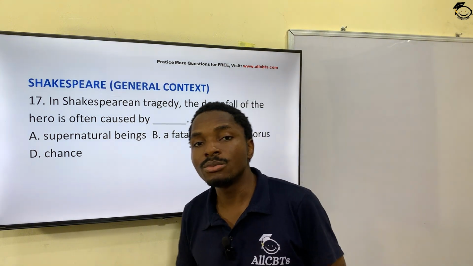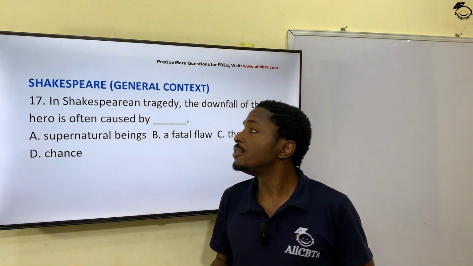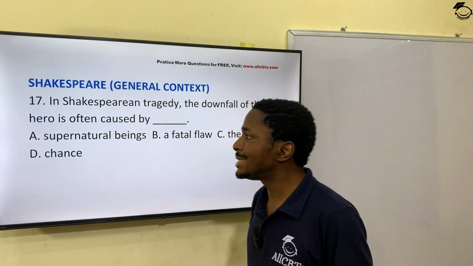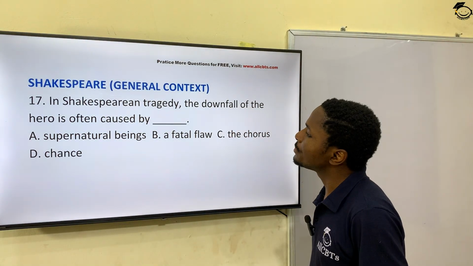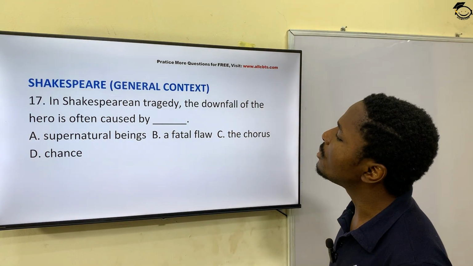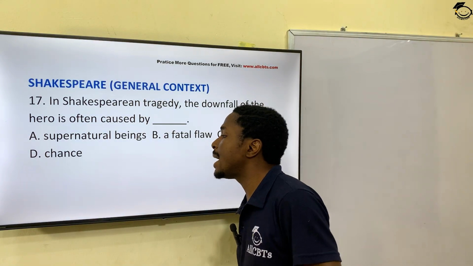All right, so with that, we come to the end of that section. And we are moving to general context. Shakespeare, one of the legends in literature. 17. In Shakespearean tragedy, the downfall of the hero is often caused by dash.